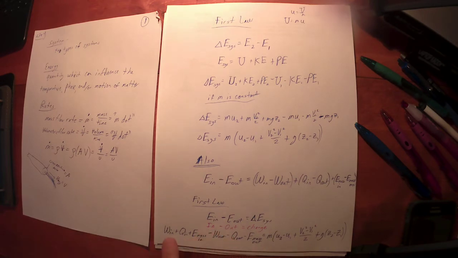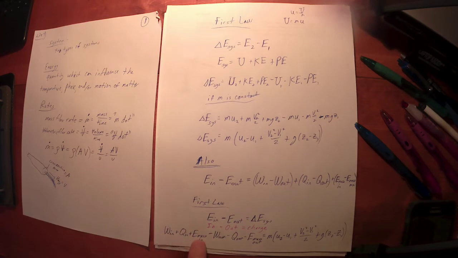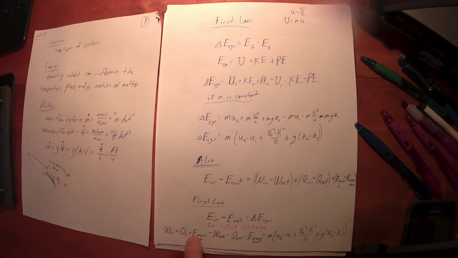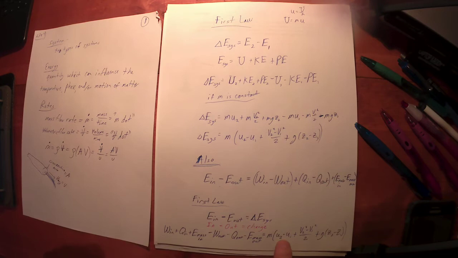So all the things that can come in are work, heat, and mass. And those are the same things that can go out. So in minus out equals the change. Well, what are the types of energy that can change the system? It's a little easier to memorize if you break it down to its pieces and understand the system can have its own internal energy, its own kinetic energy, and its own potential energy. And we just need to track how those change.